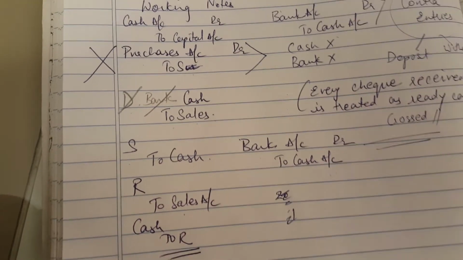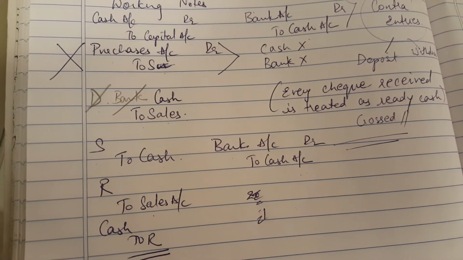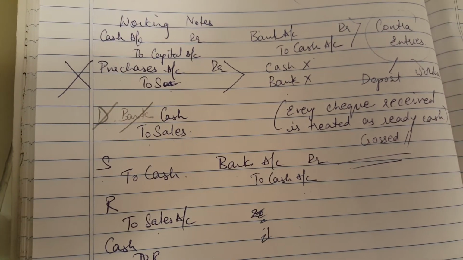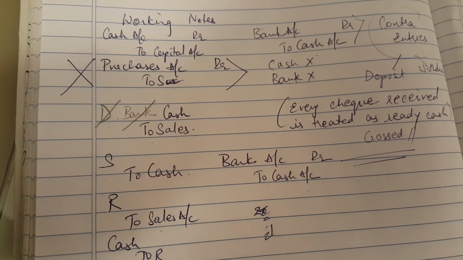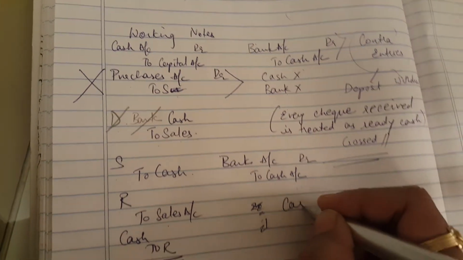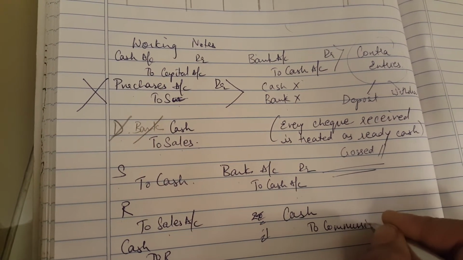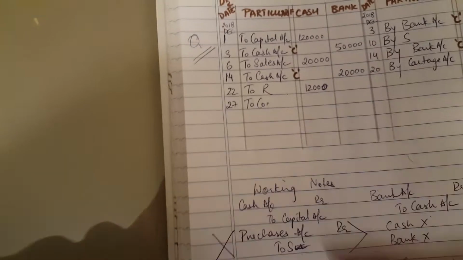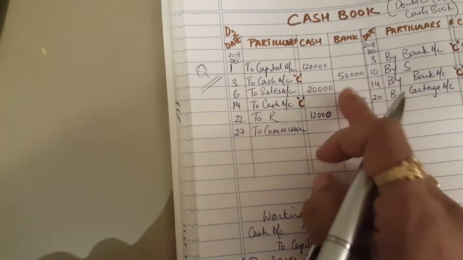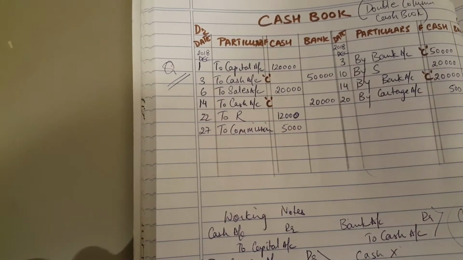Now, nothing is mentioned in the question. It says commission received. So, when nothing is mentioned in the question, we assume it is received in cash. If it was through bank, it will be mentioned as commission received through cheque. So, here cash is coming into the business because of an income in the form of commission. On the 27th, you will write to commission and you will put the amount in the cash column, which is 5,000.